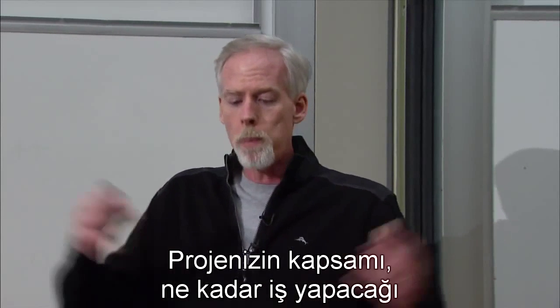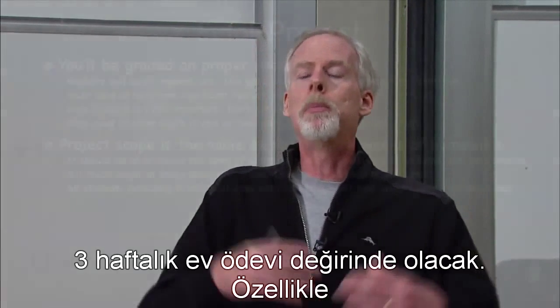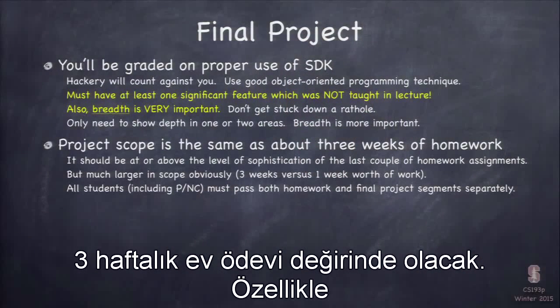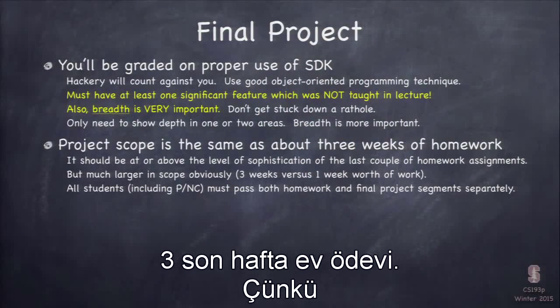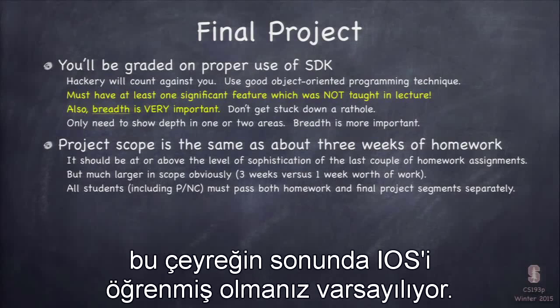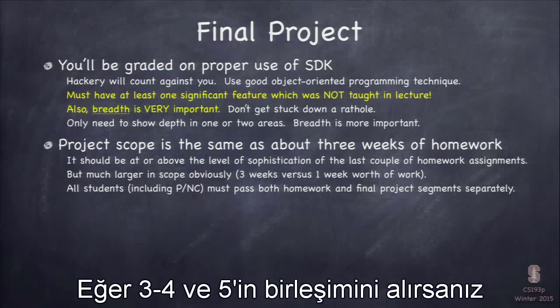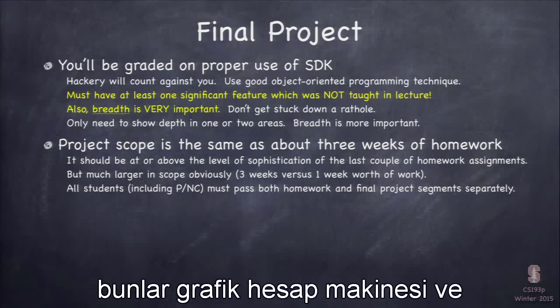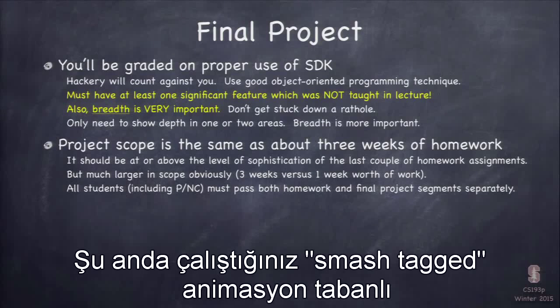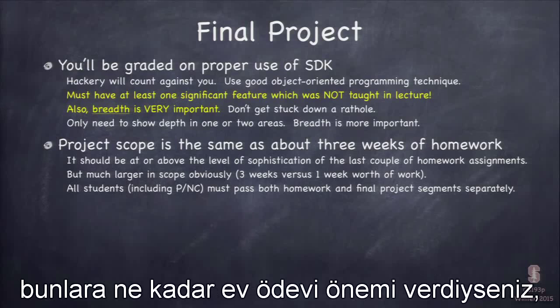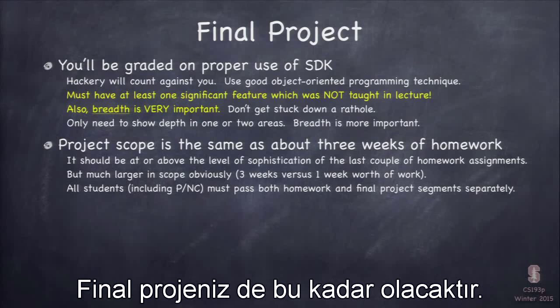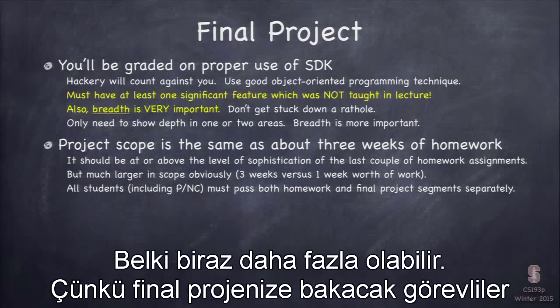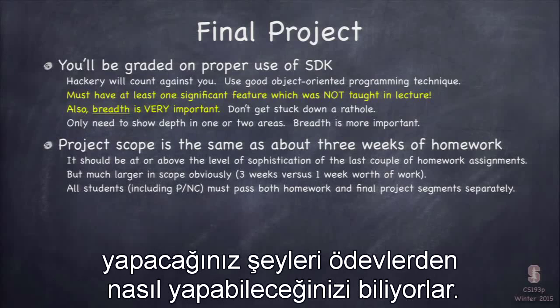Okay, the scope of the project, like how much work it is, it should be 3 weeks of homework worth of work, especially 3 of the last weeks of homework, because you're supposed to know iOS by the end of this quarter. So if you take the combination of assignment 3, 4, and 5, which is the graphing calculator, and then the smash tag that you're working on now, and there's going to be an animation-based thing. If you take that much worth of homework work, that's about how much your final project should be. Okay, maybe even slightly more, because some of the stuff that you're going to put in your final project, you already did in the assignment, so it should be easy peasy for you. Okay.